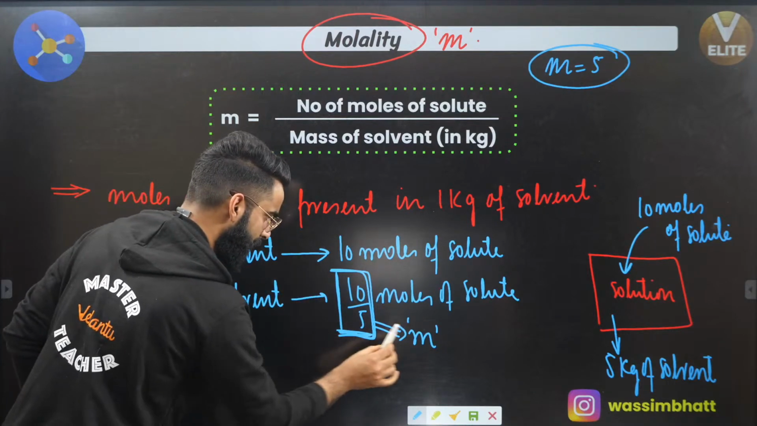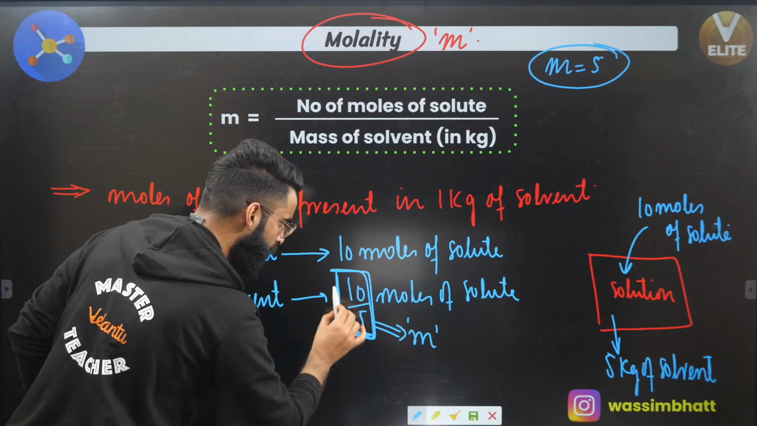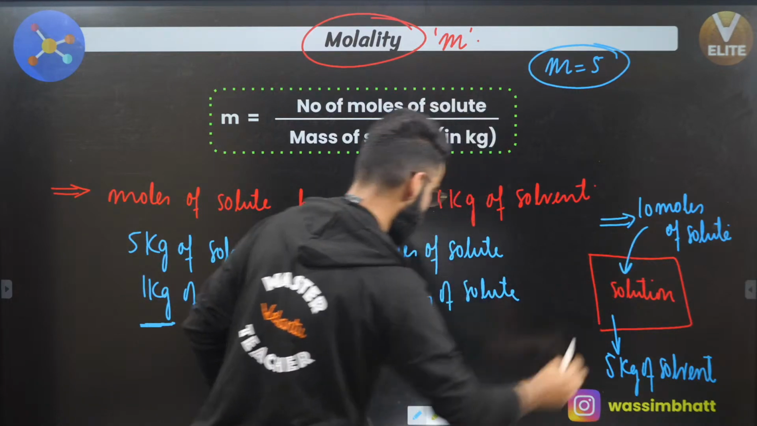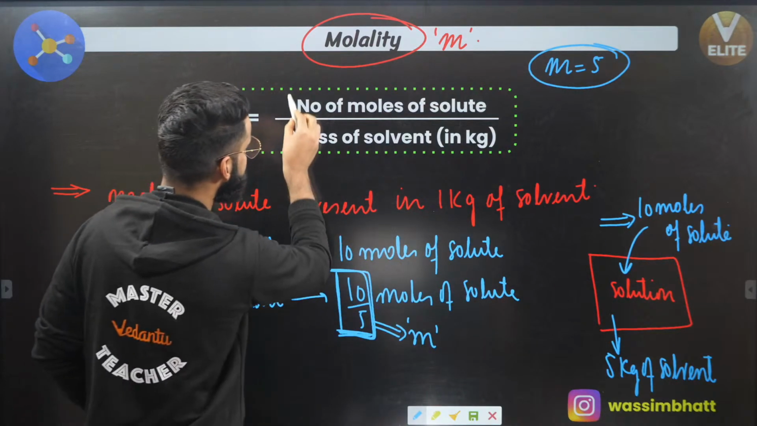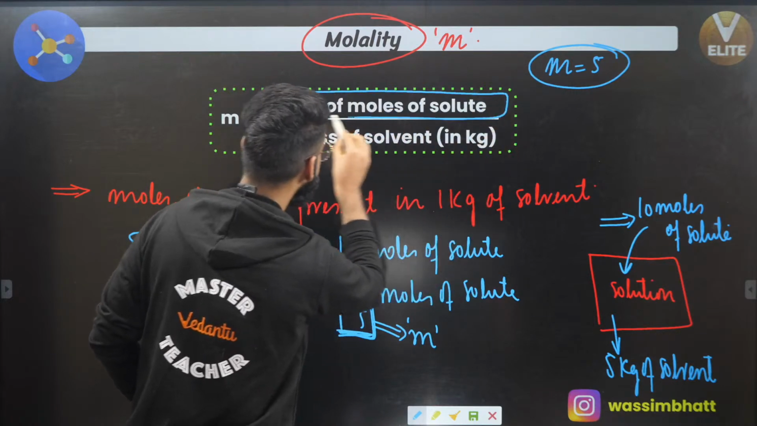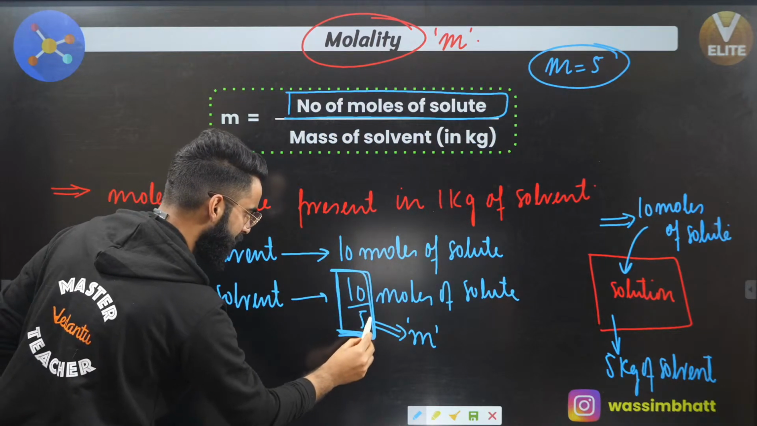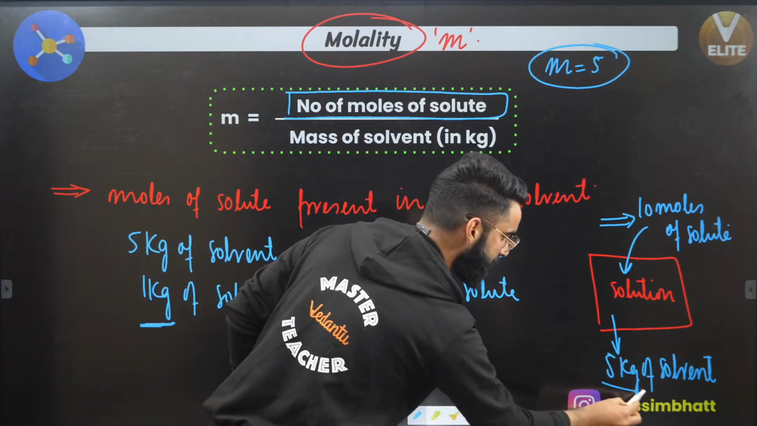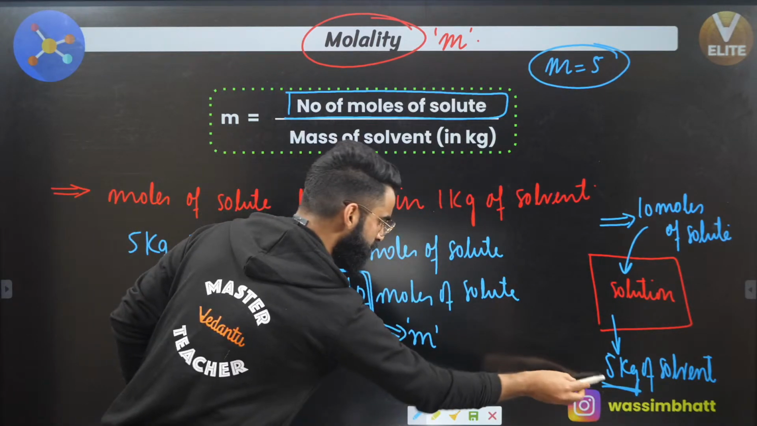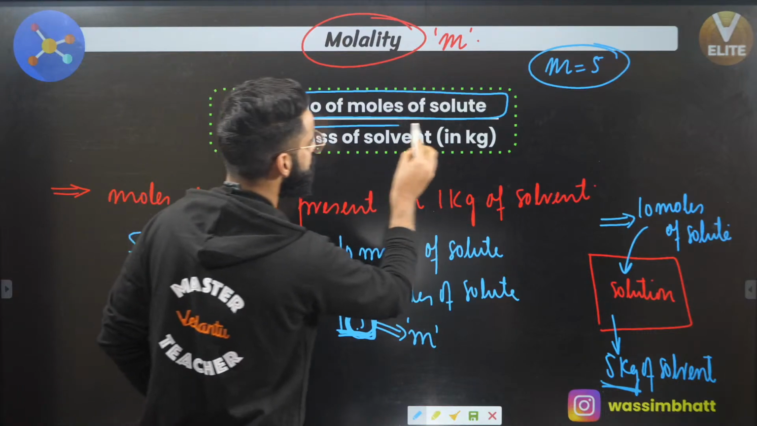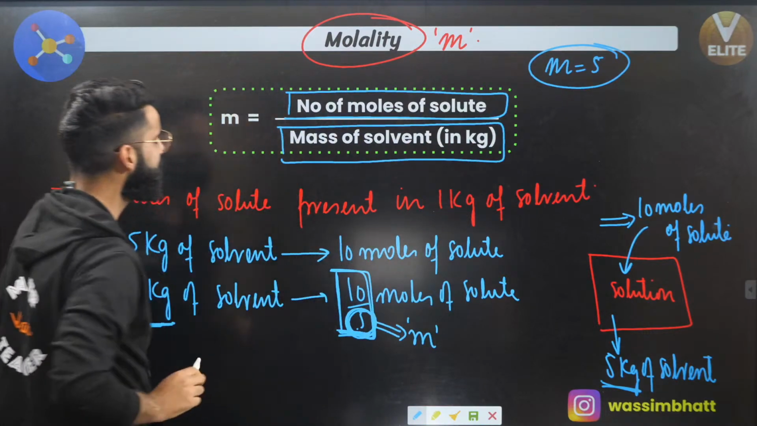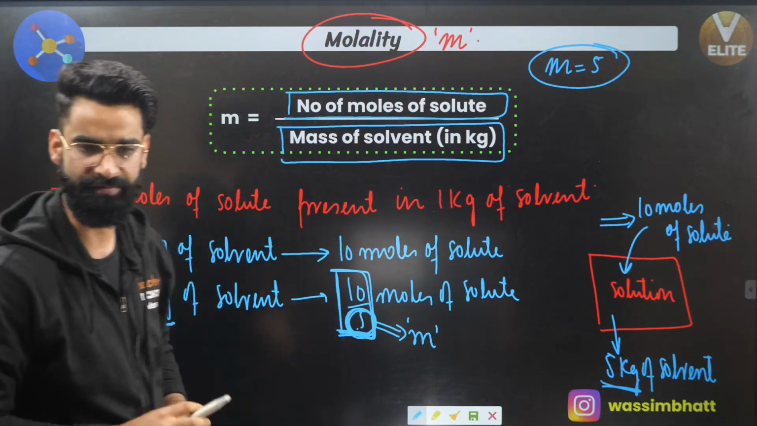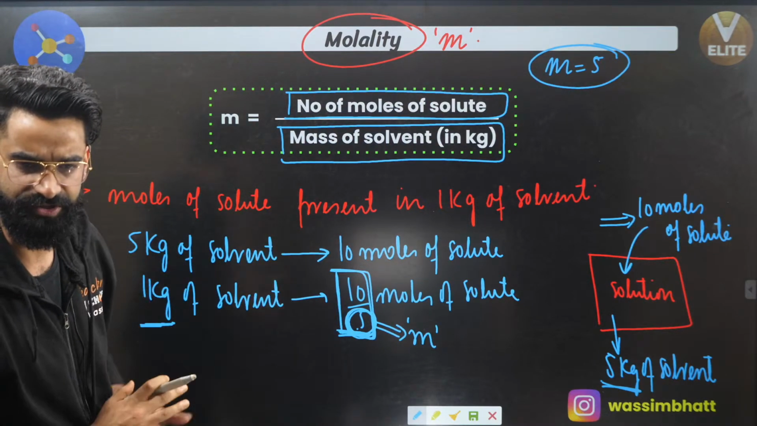Now people, in the formula of molality, the numerator here is 10. What is this 10 basically? 10 are the moles of solute, right? So in the numerator, you are going to write number of moles of solute. In the denominator, you are going to write mass of solvent in kilograms. So you got one important result for molality: molality is number of moles of solute divided by mass of solvent in kilograms. I'm sure this is clear to everyone.